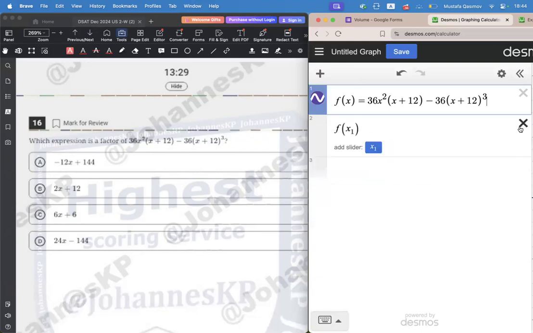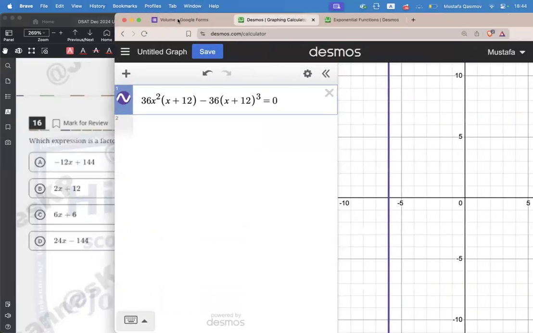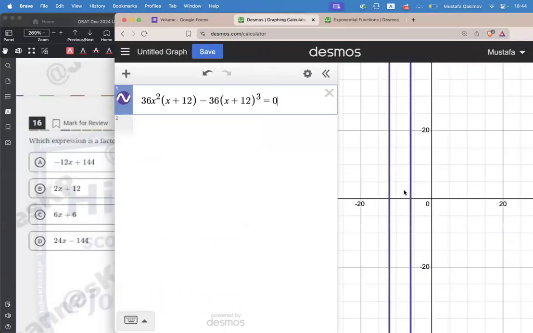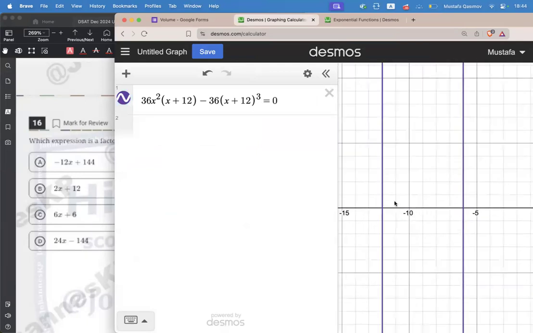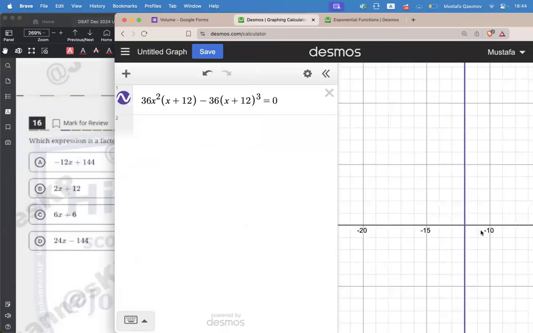And also you can do it like this if you want. You must write it to Desmos like that, then make it equal to 0. So we got two lines like that. But one of them is negative 6, one of them is negative 12.